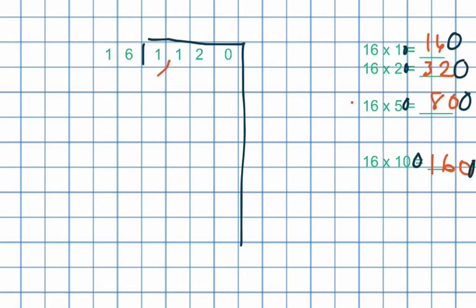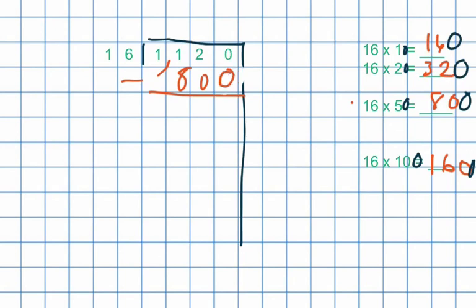I can definitely take out 160. I can also take out 320. I can even take out 800. But I can't take out 1,600. So I am going to take out the 800. That's the largest chunk I can take out right now.